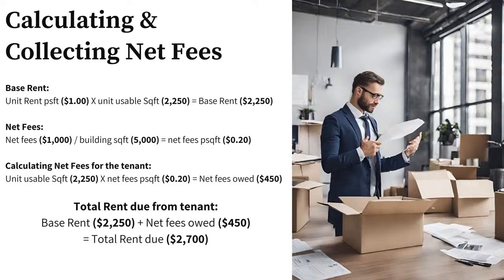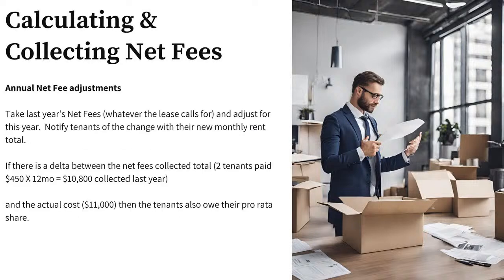Now, the total rent due from this tenant is $2,700. And what I told you is people are not collecting or calculating net fees. So you can see here, likely an owner may be missing some or all of those $450 from this tenant. Okay. Now we're going to talk a little bit about how to adjust that annually, right?